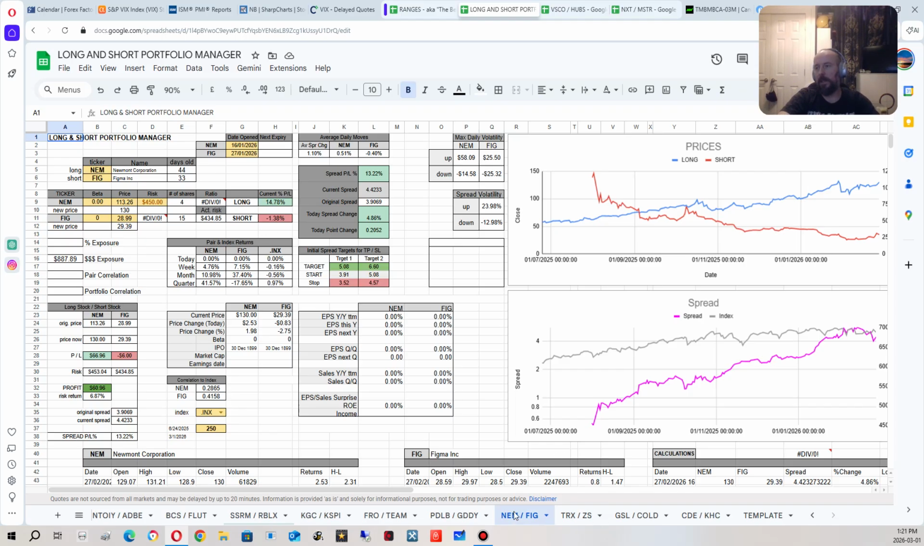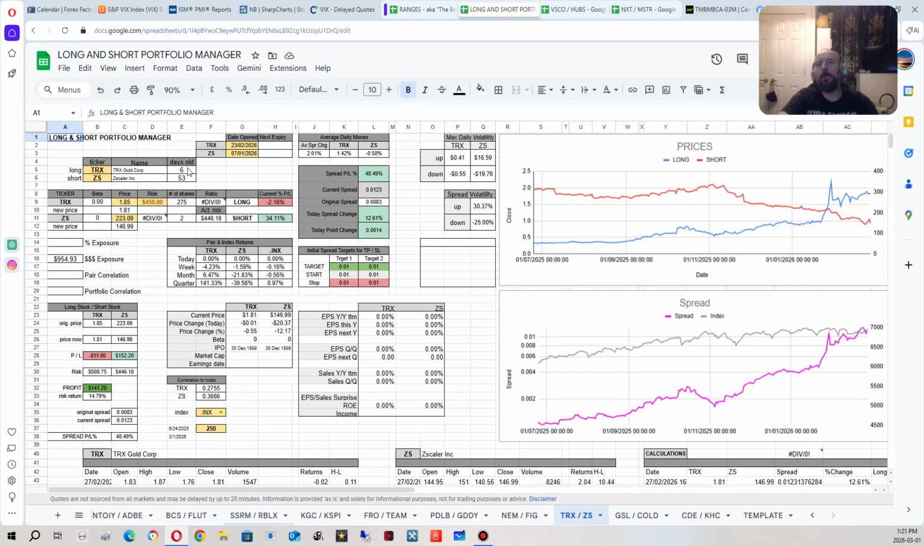Right now it's losing less than 1.5%. TRX is another new one. That's from last week. It's actually down $11, minus 2%.